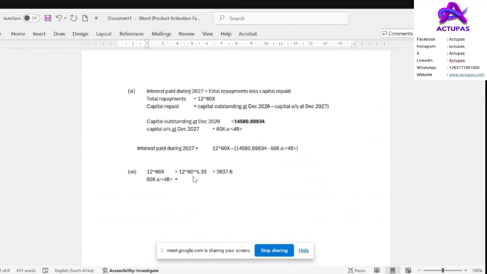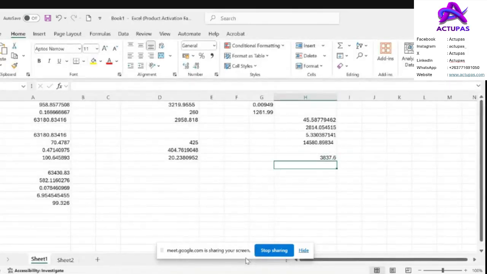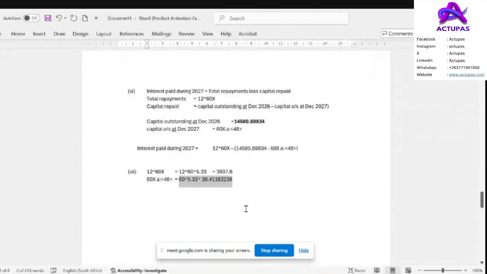This will then be 60 by our x of 5.33 by our a 48, which is 38.411.832.3216. And we can copy this, paste it here. We get our answer, 12284.